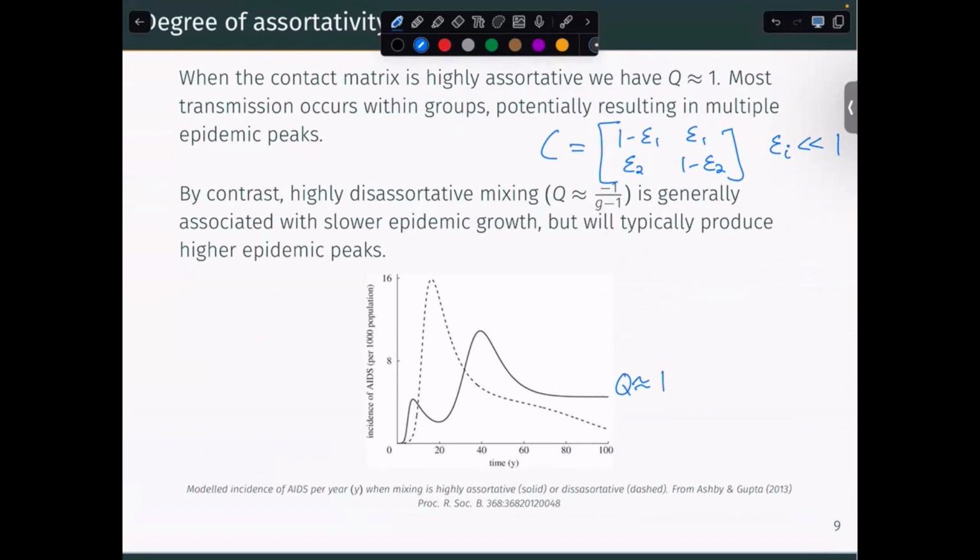If you have things that are highly dissociative, like this dashed line here, so this is a case where Q is approximately -1, so this corresponds to being highly dissociative, or at least it's -1 over G minus 1. Here there were just two groups, so this just tends to -1. Okay, so what does this look like? Well, here we actually see a much bigger peak than in either of them, and it occurs still relatively quickly.